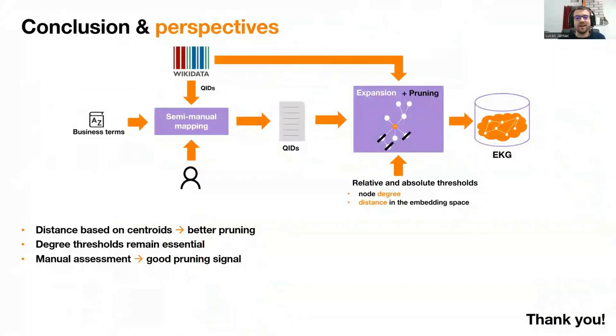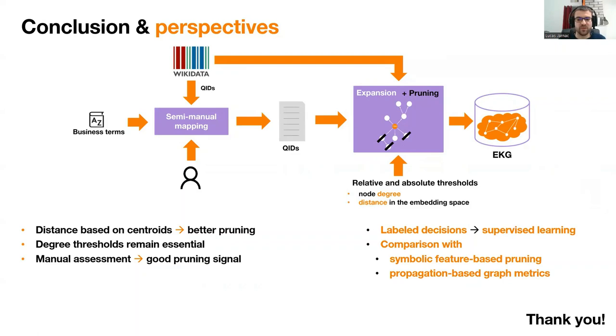To sum up, a distance based on centroids of instances is the best pruning configuration. Nevertheless, the degree thresholds remain essential, since some classes are only pruned with degree, and avoid exploring and retrieving too generic classes. Now that we have a set of labeled pruning and keeping decisions, in future work, we want to train and experiment different binary classifiers and compare them with symbolic feature-based pruning or propagation-based graph metrics approaches.